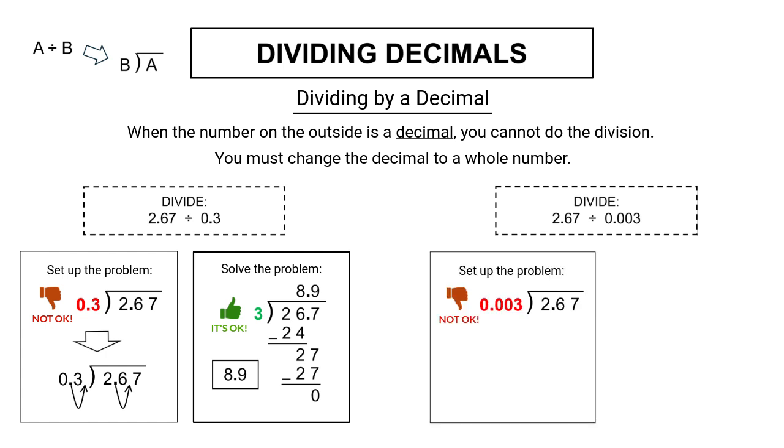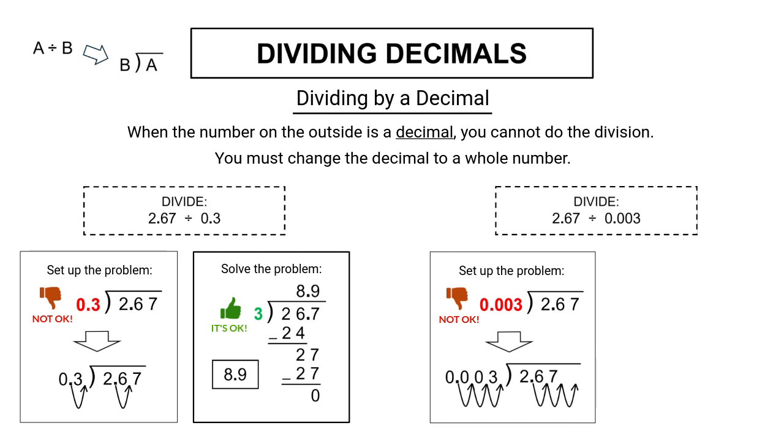Looking at the second problem, let's set it up. Once again, we have a problem. There's a decimal on the outside, so we'll need to shift the decimal point. In this case, we'll need to shift it over 3 times. Whatever you do to the outside, you do to the inside. So we'll also shift it on the inside 3 times.